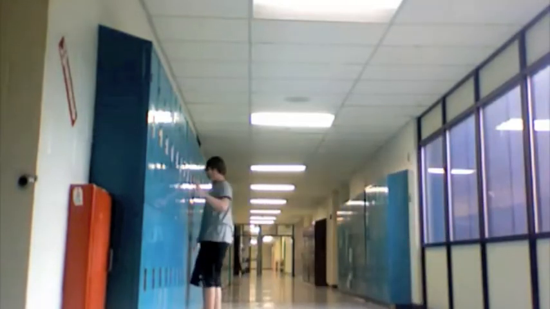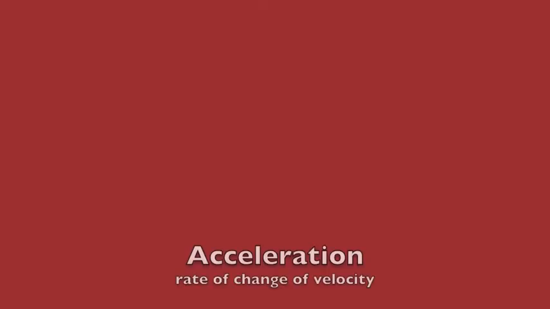Velocity is the speed and direction of a moving object. It can be figured out by V equals d over t. Austin is moving in one direction, and now he changed his direction, so he has changed velocity.